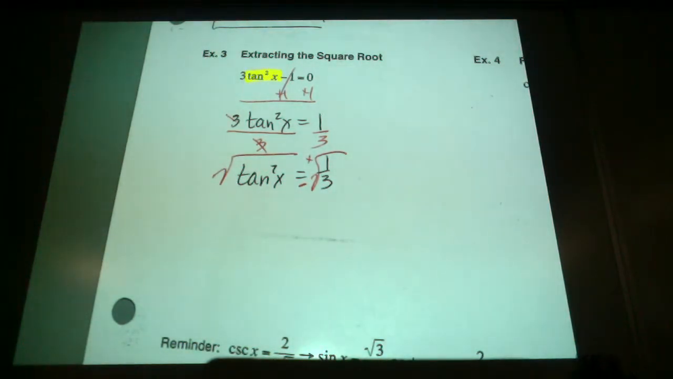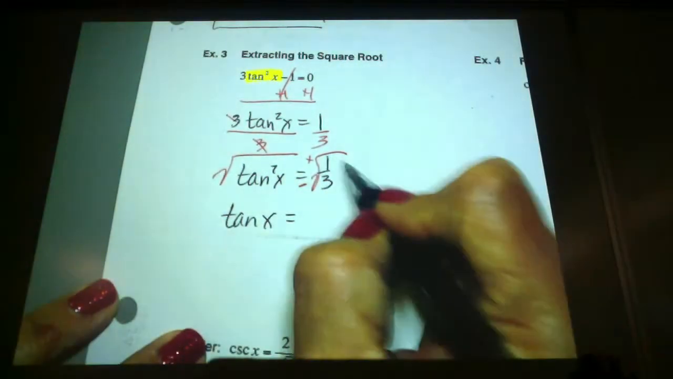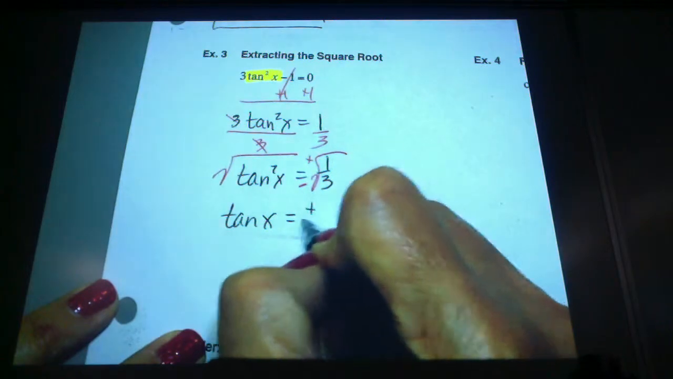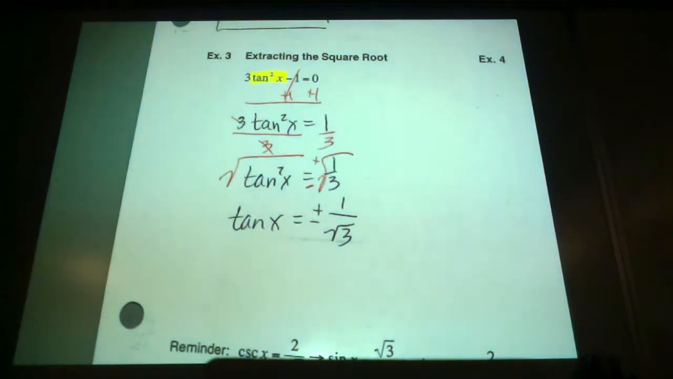So I end up with tangent of x equals plus or minus, what's the square root of 1? 1. And I cannot take the square root of 3. So it ends up as 1 over rad 3. You can have rad 3 in the denominator, but I caution you, I actually would stop here, personally. I'm not asking you for the value of the tan of x, I'm asking for what x is, right?